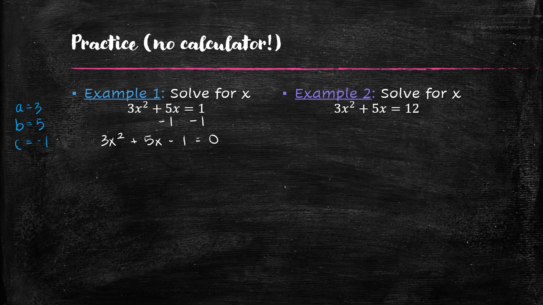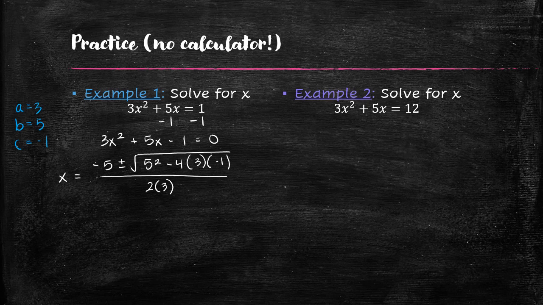Okay, let's take that formula. So x is equal to, okay, the opposite of b, negative 5, plus or minus the square root of, okay, b squared, 5 squared, minus 4 times a times c. Let me finish my square root there. All divided by 2 times a. Okay, now our task is simplifying.